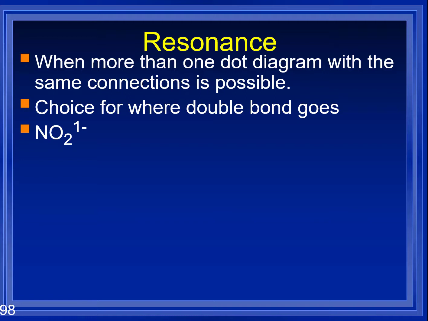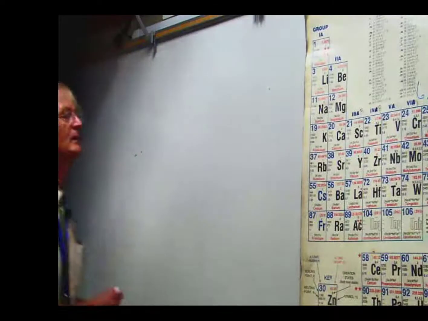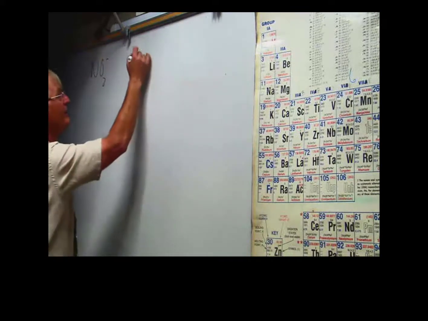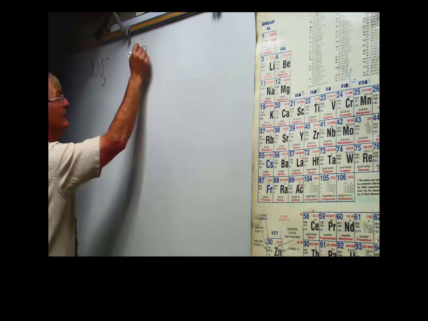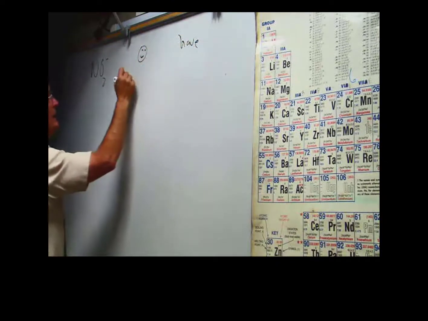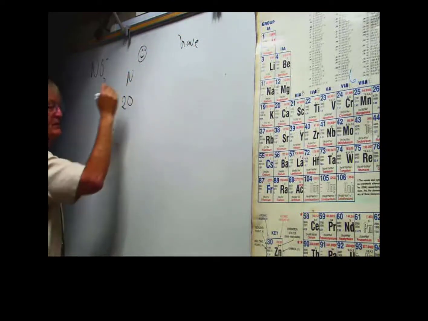Okay? So let's do NO2 minus. Let's draw its structure. NO2 minus, nitrite. Math: happy, have. I've got to worry about a nitrogen and 2 oxygens.